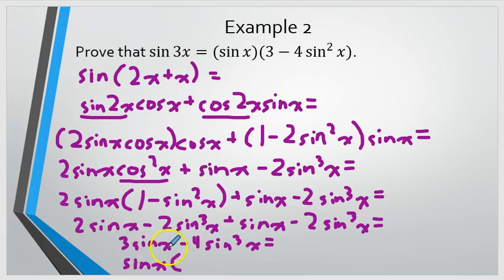So if I do 3 sine of x and I take sine of x out, that leaves behind a 3. And negative 4 sine cubed divided by sine is negative 4 sine squared. Don't forget to always check your factoring by just multiplying it back out and seeing if your answer works. Because sine times 3 is 3 sine, and sine times negative 4 sine squared is negative 4 sine cubed. But in this case, we knew we were done because this was a proof, and now my work matches what I had on the other side of the equation.